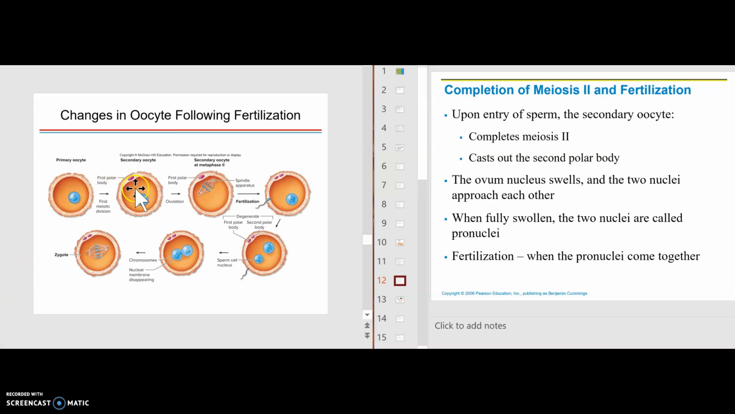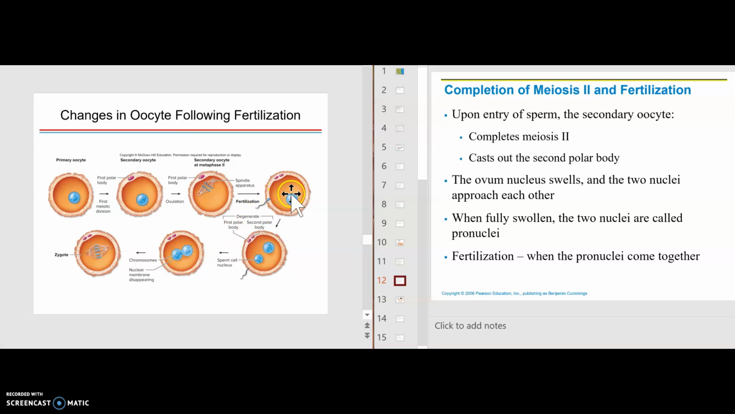So what we're looking at is this. Here's the situation following fertilization: primary oocyte, first polar body, ovulation, right here. Fertilization comes in. We now have the zygote. The sperm releases genetic material into that, and now the nuclear membrane disappears and the whole process continues.